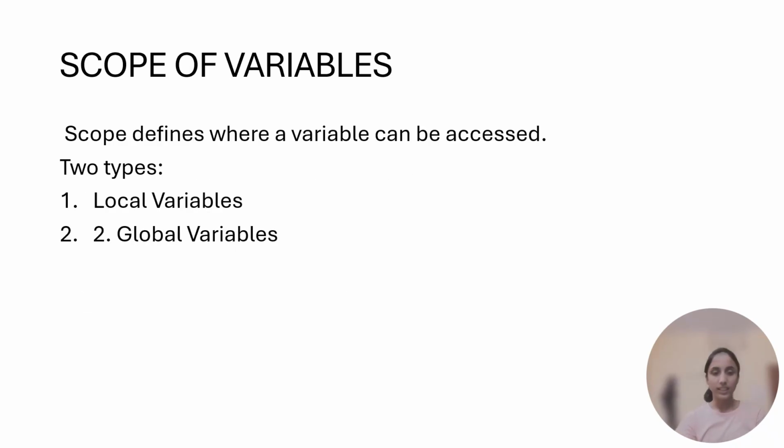Scope of variables. Scope defines where a variable can be accessed. There are two types: local variables and global variables.